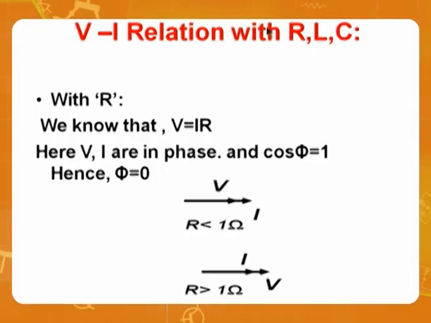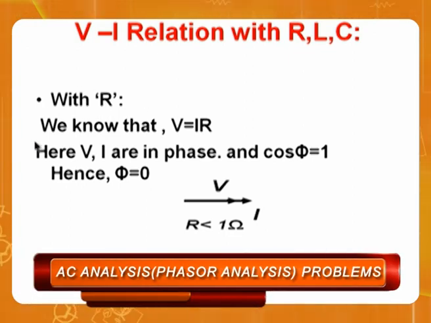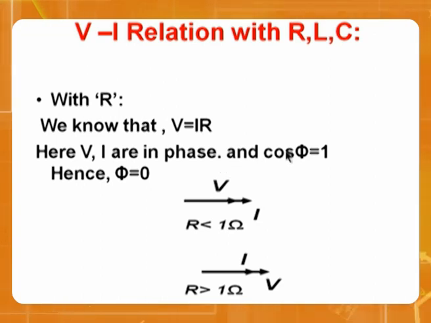VI relationship with RLC. First I'll take the resistor. When you look at the resistor, the equation is V is equal to IR. Then what is the phase angle in this? Absolutely there is no phase angle. That means V and I are in phase. Okay? And therefore the phase angle is 0. When the phase angle is 0, cos 0 is 1. That's why we say unity power factor.